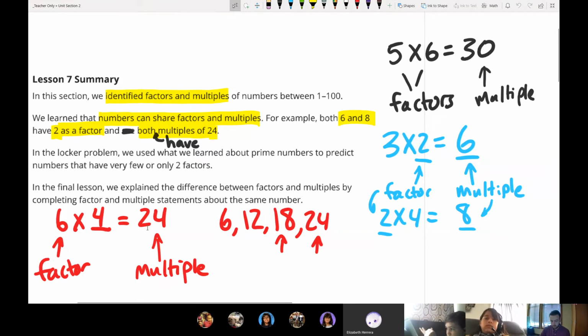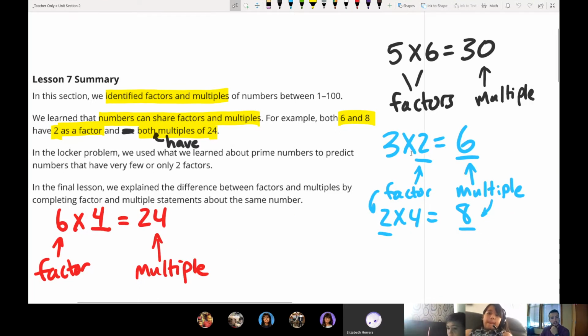on 24. Can someone do the exact same thing, but for 8 and 24? Right, because we're showing that numbers can share factors and multiples. We've already shown that 6 and 8 share a factor of 2 because we can make a factor pair with 2 that equals 6, with 2 that equals 8. And now we're showing that we have common multiples of 24 because we can skip count by 6 and land on 24, or multiply 6 with its factor pair of 4 to get us to 24.